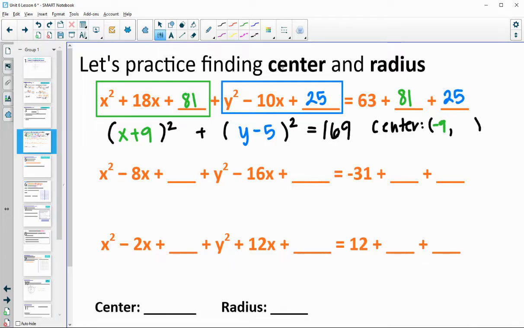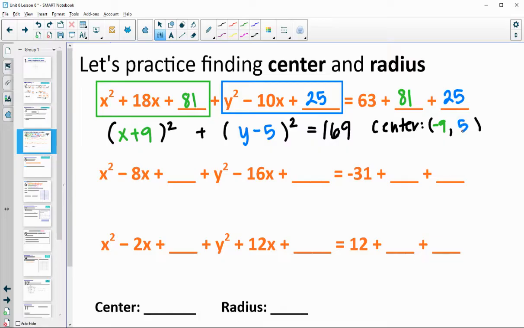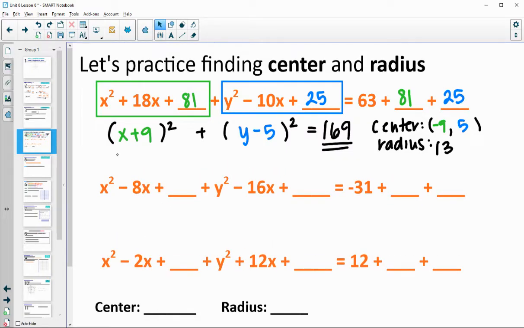And then what are we subtracting from y? And that's 5. So that gives us our center. And then the radius. So remember, this is r squared. So the square root of that would be 13 for our radius. So go ahead and try these next two following that process, and then come back.